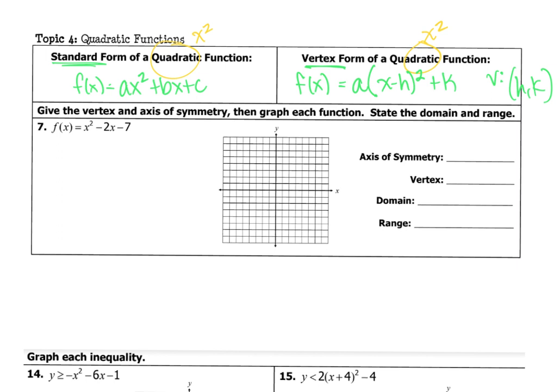So on number 7, if you're looking at number 7, you should recognize that this does not have any parentheses. It goes x squared, then our x, and then our constant.